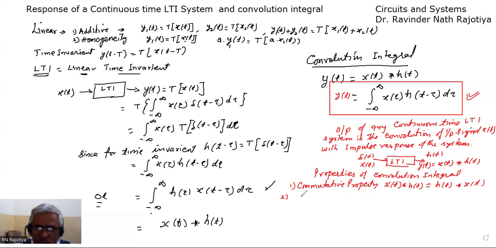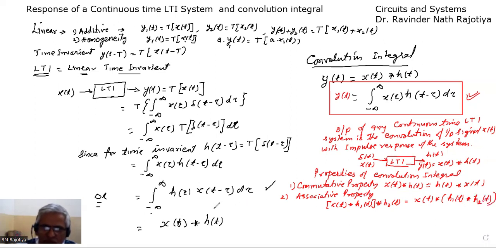The second property is the associative property. The associative property says that the convolution of x of t with h1 of t convolved with h2 of t will be equal to x of t convolved with h1 of t, convolved with h2 of t.